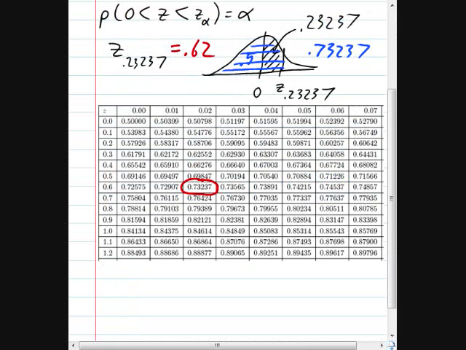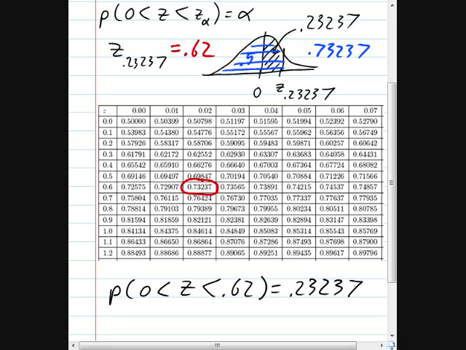So again, to reinforce what a z-score means, if z sub 0.23237 equals 0.62, that tells us that the probability that 0 is less than a standard normal random variable is less than 0.62 is equal to 0.23237.